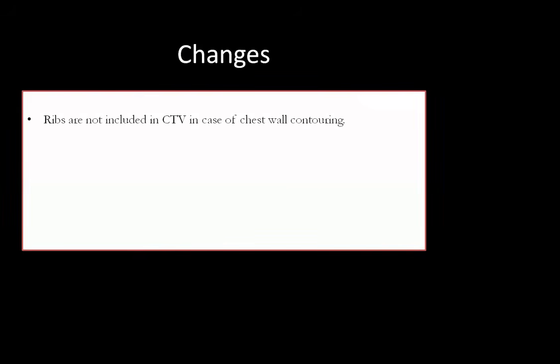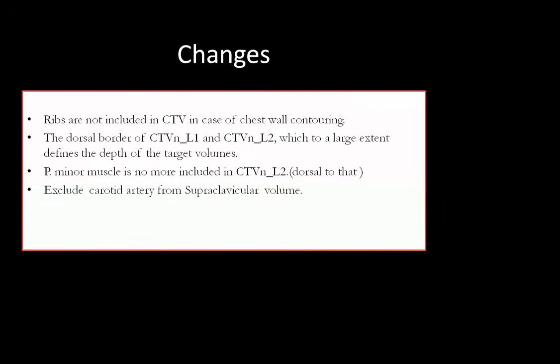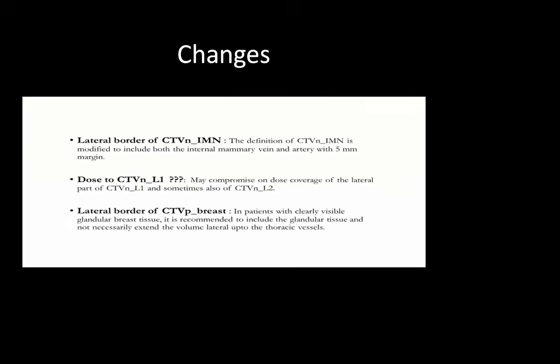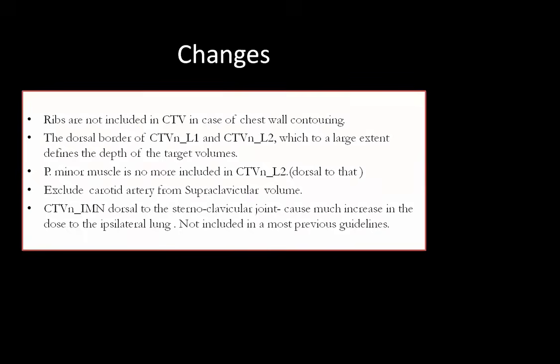Some changes are there. Ribs are not included in the CTV in case of chest wall contouring. The dorsal border of lymph node level 1 and level 2 no longer defines the depth of the target volumes. Pectoralis minor is no longer included in the level groups of lymph nodes. Exclude the carotid artery from the supraclavicular volume, and IMN should not be included behind the sternoclavicular joint because it causes more dose to the ipsilateral lung. So these are the things to remember.